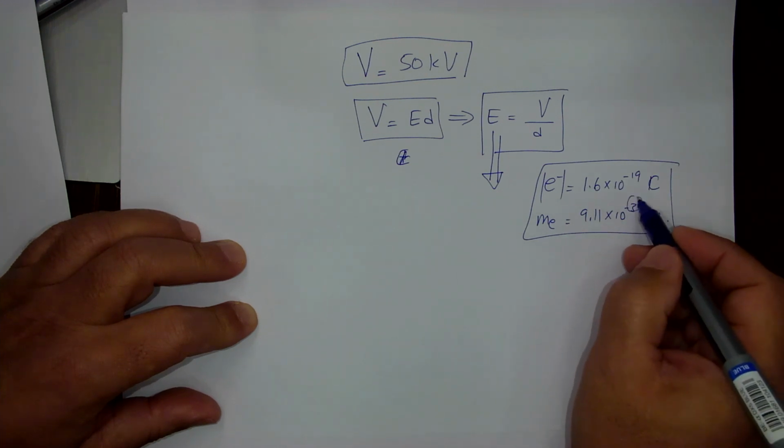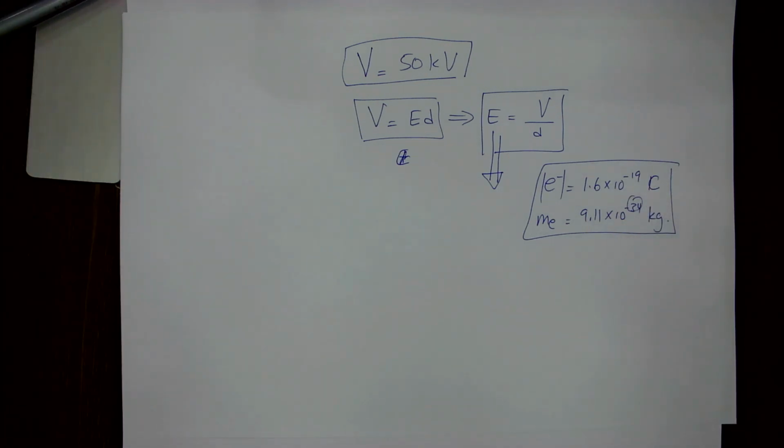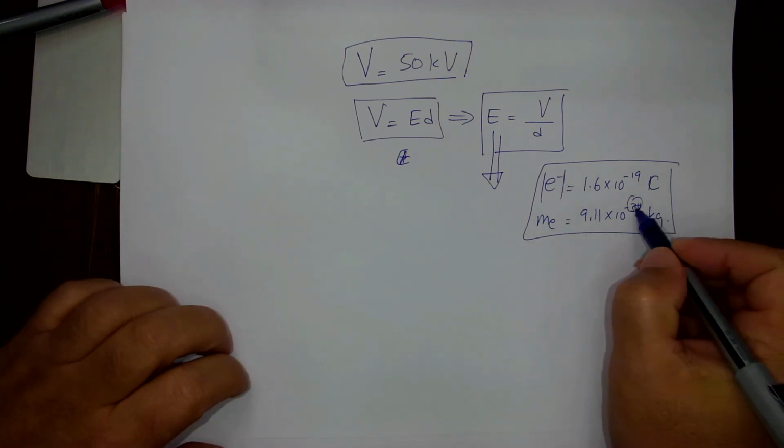Is it 34 or 31? I guess you need to check that just to make sure that we don't write something not correct. So Google mass of the electron. Yeah, 31, sorry, not 34.